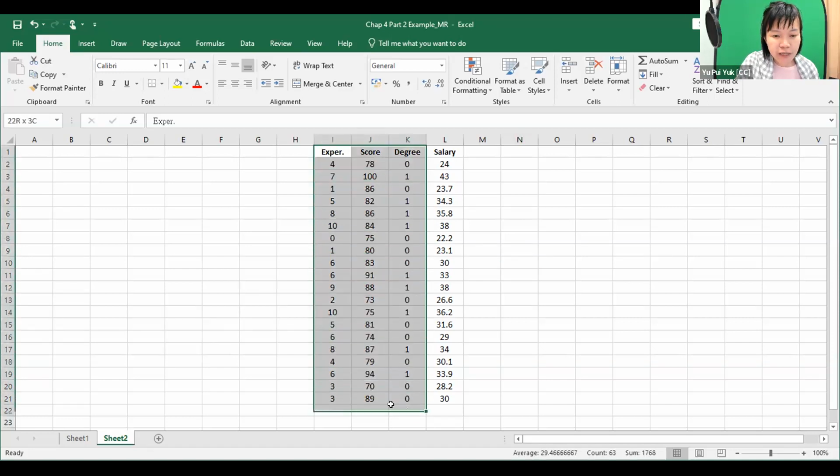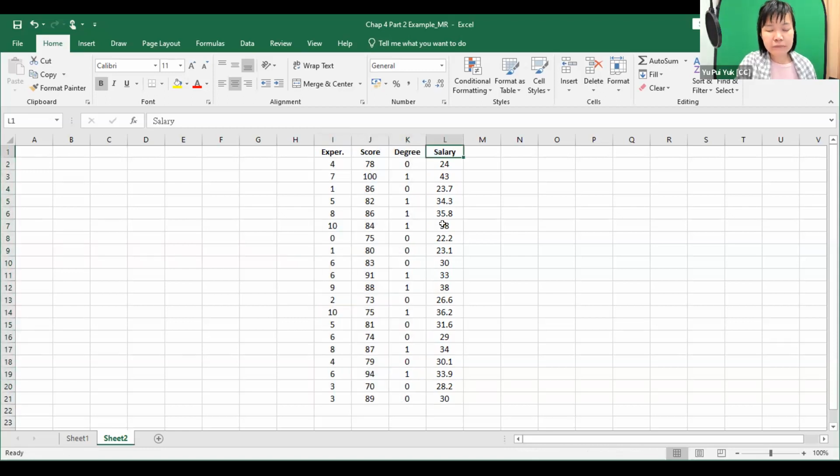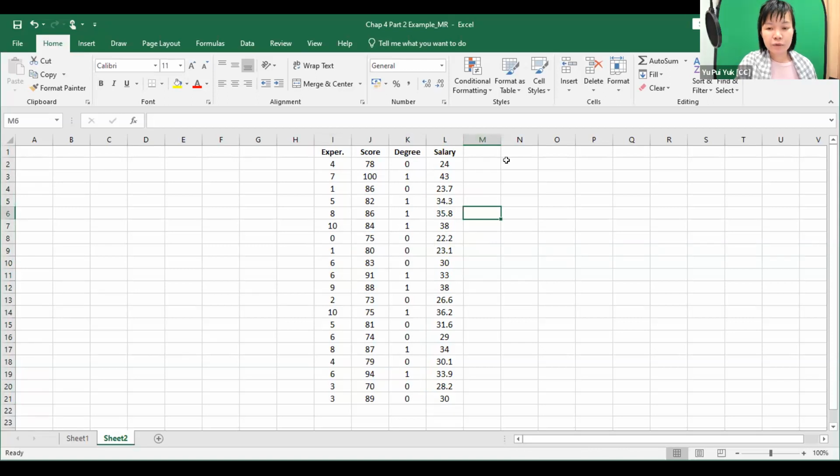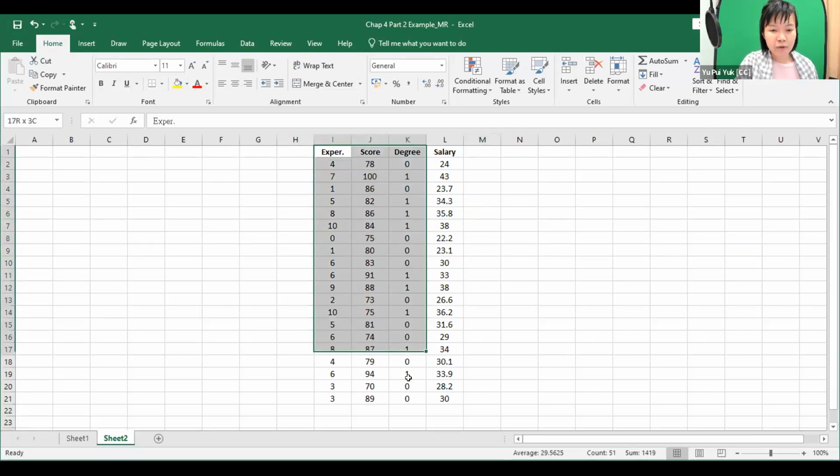The first three columns are the X variables, X1, X2, and X3. The last column is the salary, which is the variable Y, the dependent variable. The X variables should be put together, because later when we do the data highlights, we have to highlight the X variables all together, in a range.